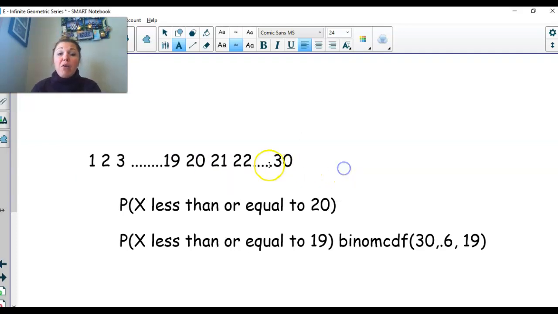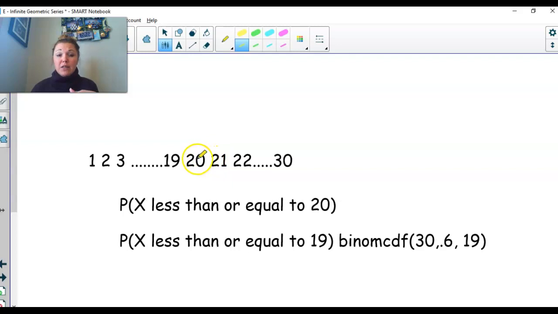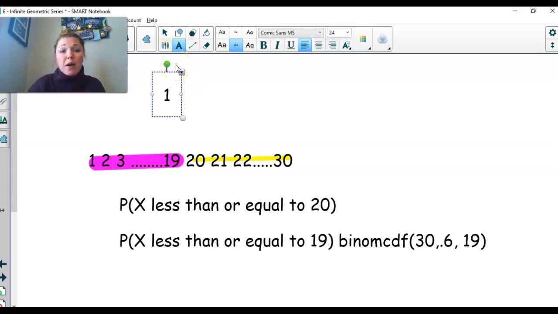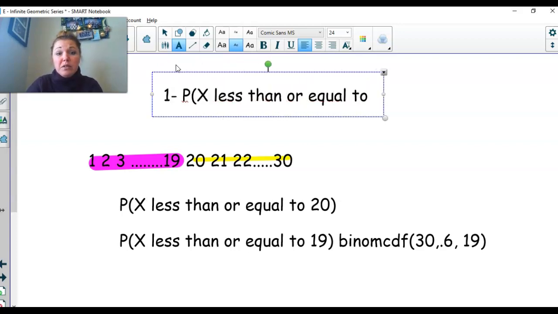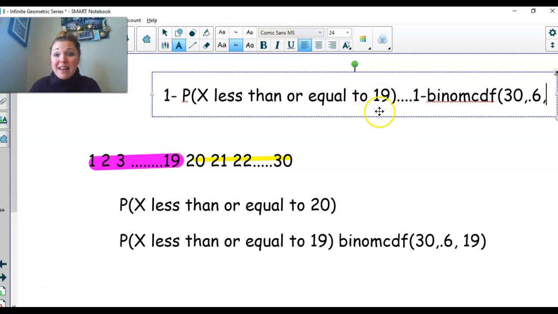When I'm doing a greater than or equal to, you want to think about what do I want and what do I not want. At least 20 is all of these numbers here, so I don't want all of these numbers. So I'm going to do 1 minus what I don't want: 1 minus the probability that X is less than or equal to 19, because remember, everything has to be phrased as less than or equal to for the calculator. So that would be 1 minus binomcdf, n 30, p 0.6, and k, which would be that 19 there.